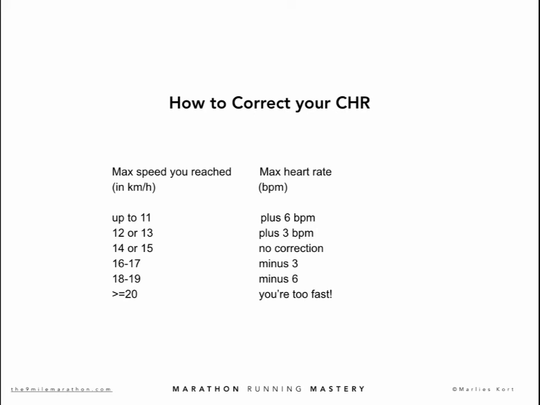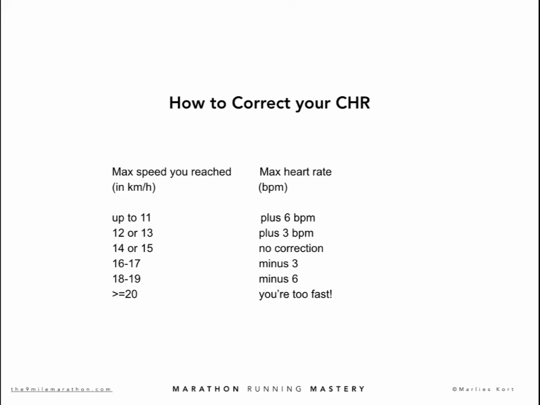Here's a table with CHR corrections depending on the final speed you have reached at the end of the CHR test. Max speed up to 11 kilometers per hour: final heart rate reading plus 6. Max speed 12 or 13 kilometers per hour: final heart rate reading plus 3.